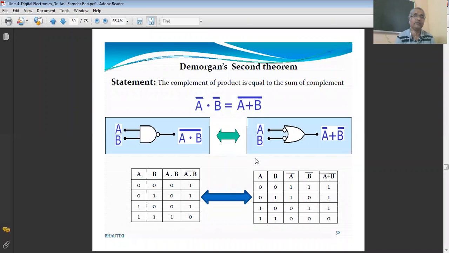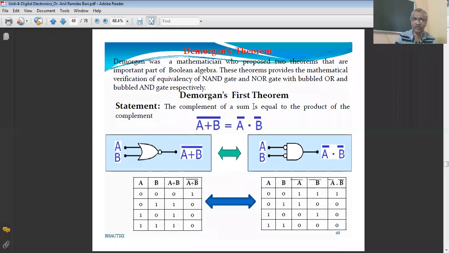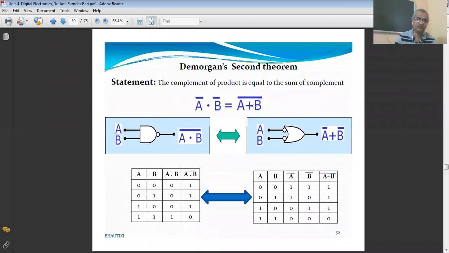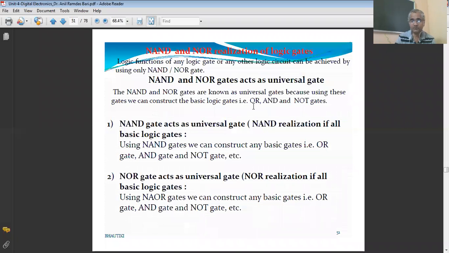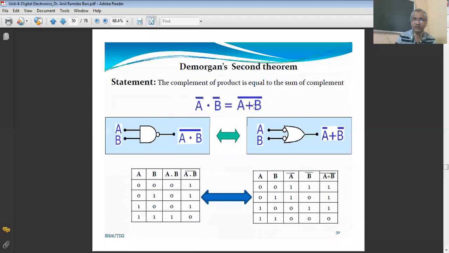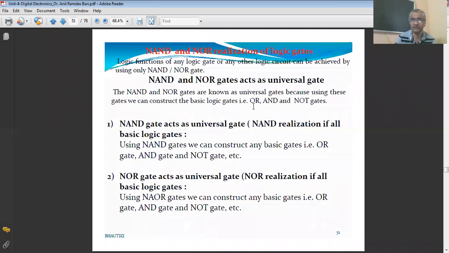These two theorems are very important in this digital electronics. So further all our equations or all our solutions or all our circuits, in those circuits we will require these two theorems. So first theorem is A plus B complement is equal to A complement dot B complement, and second theorem is A dot B complement is equal to A complement plus B complement. Remember this. So these are the DeMorgan's theorems, first theorem and second theorem.